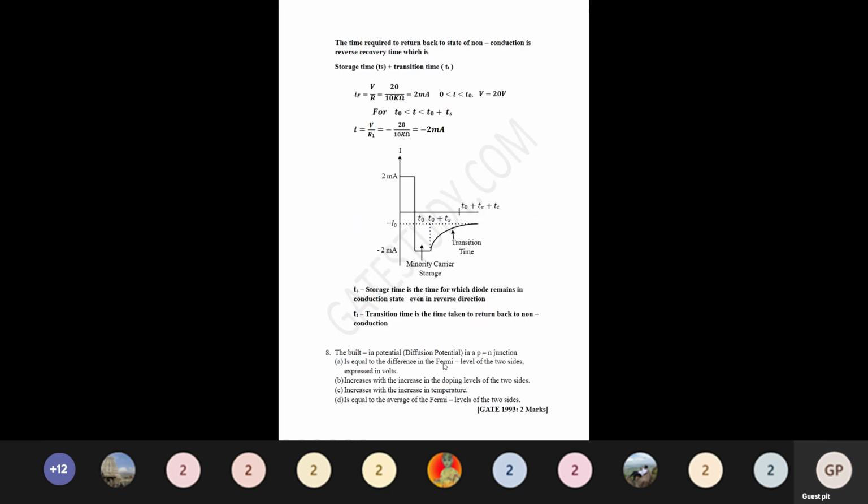Next, the inbuilt potential in a PN junction diode. The options are: is equal to the difference in the Fermi level of the two sides expressed in volts; increases with increase in the doping level of the two sides; increases with the increase in temperature; is equal to the average of the Fermi levels of the two sides.